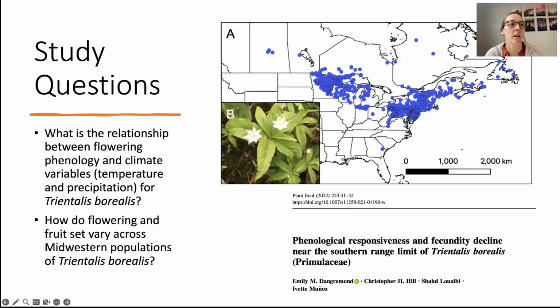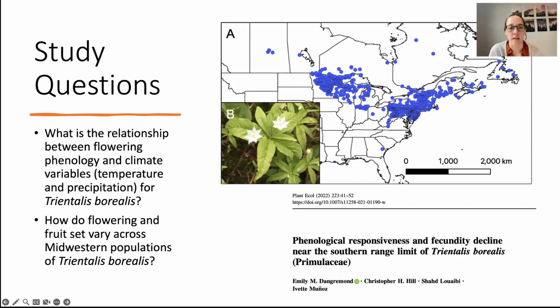So I did a study specifically on Trientalis, where I wanted to know what is the relationship between flowering phenology and climate variables, so temperature and precipitation, for Trientalis borealis. And then I also wanted to know how do flowering and fruit set vary across Midwestern populations of Trientalis borealis. And my thought being that the populations in Illinois are small, they're isolated, they're already not doing particularly well.